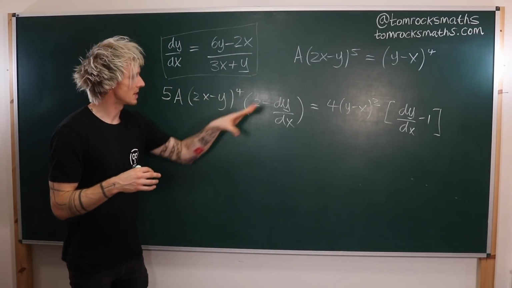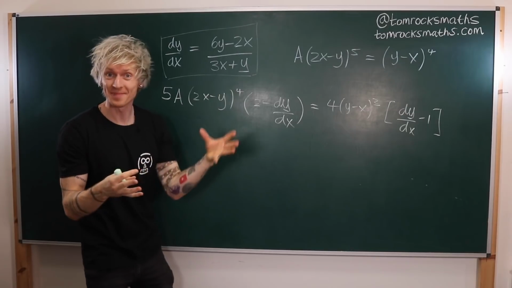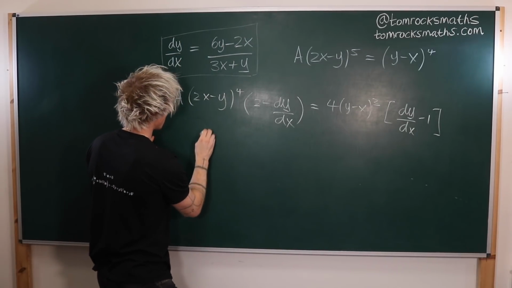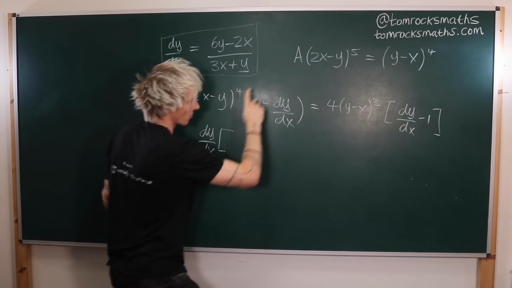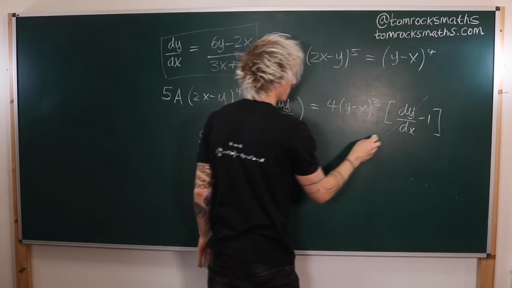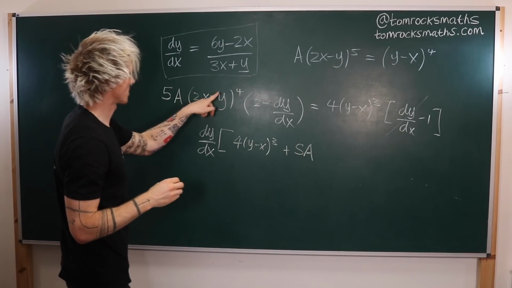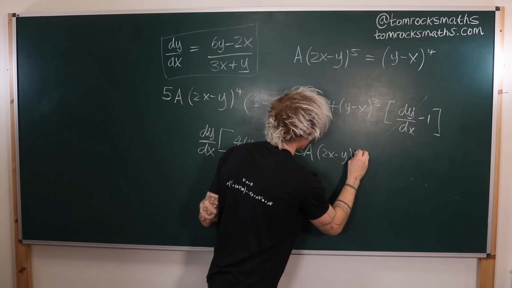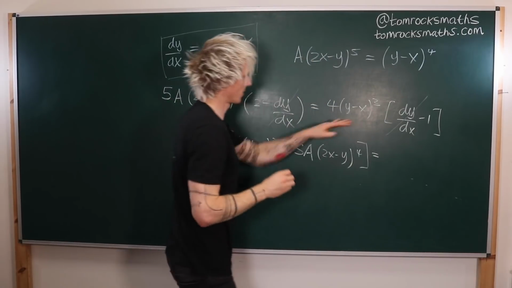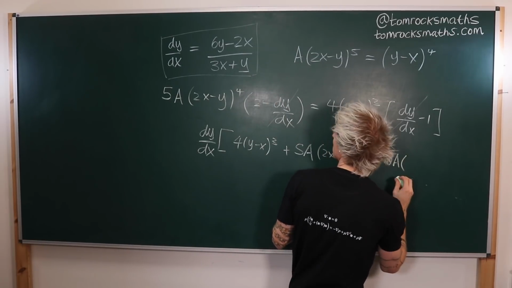Now we want to group together the dy by dx terms so we can get an expression for dy by dx equals something, and then try and show that that something is in fact what we have up here. So if I take this one across, but I'm going to write it on this side, so I've got a dy by dx, then from the right hand side I've got a 4 times (y minus x) cubed term, so that's that one. Then I'm going to take that one across, so it becomes a plus 5a times (2x minus y) to the 4. So that's taking that term across to the right hand side. And that whole thing, what's left on the left hand side is going to be 5a times the 2, so 10a times (2x minus y) to the 4.